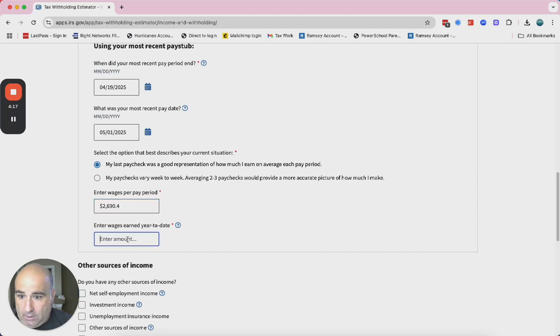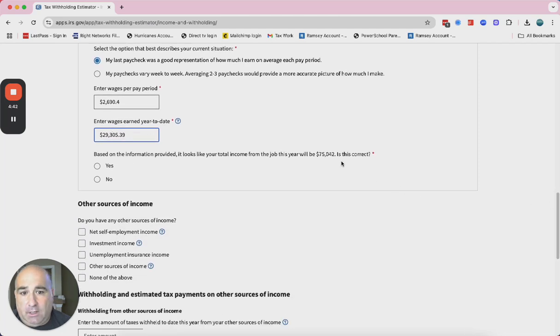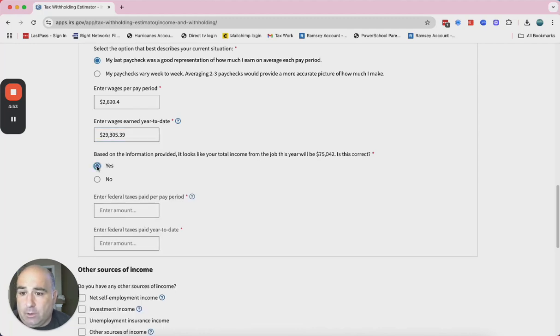And then you have to include the year-to-date amount, which is $29,305.39. Based off the information that it has, it gives you an estimate of what you expect the annual income to be, which for this person is pretty close to what would be stated on their form. So we're going to click yes.